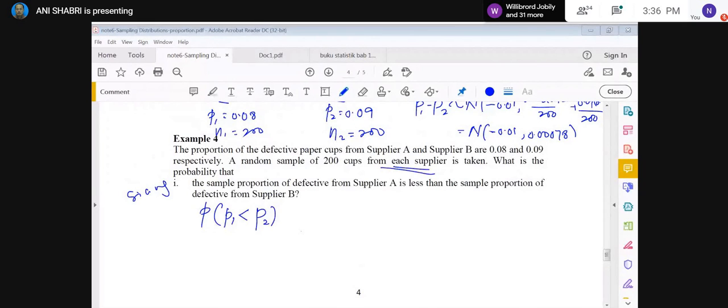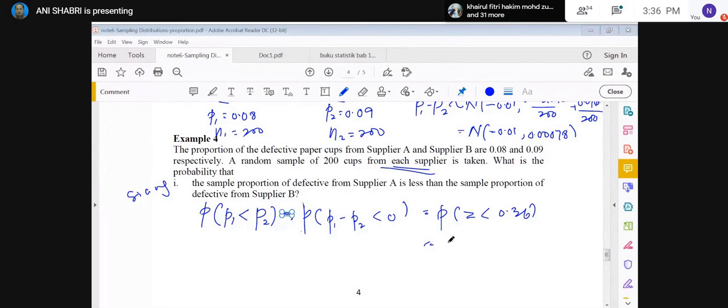Okay, number one. Siapa number one ni? Siang. Number one, siang dah siap belum ni? Oh, siang already done. Okay, siang. It is equal P1 minus P2 less than 0. It is equal P Z less than 0.36. Okay, the answer is 0. Okay, this one okay.